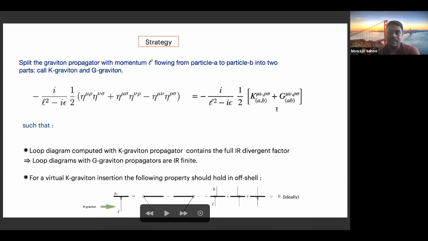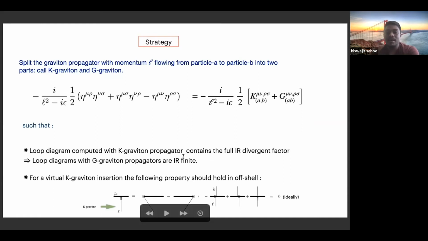And how to choose this K and G? The first demand is that if we compute any loop diagram with the K graviton propagator, then that should contain the full IR divergent piece, but it can contain something more also. And if we compute a one loop diagram with the G graviton, that is completely IR finite. This is one of the demands.